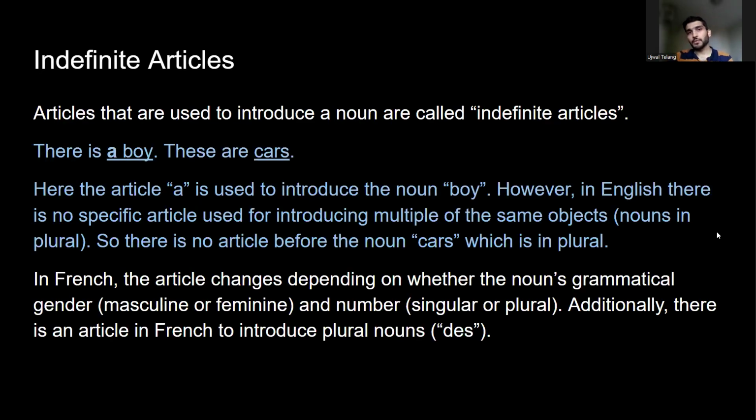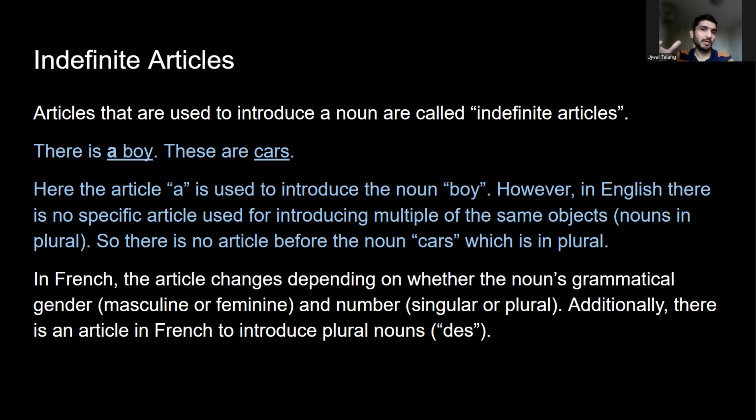Indefinite articles. For example, in English, there is a boy. These are cars. Generally we use a, right? A boy, an orange, an umbrella, a bottle. This a in English is called an article. So there's an indefinite article.